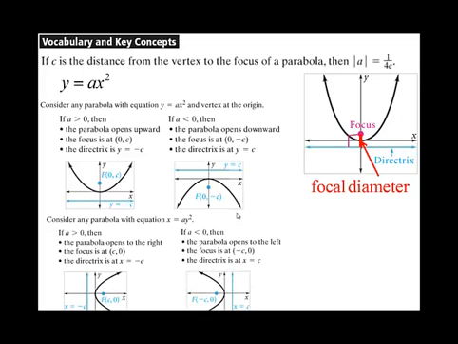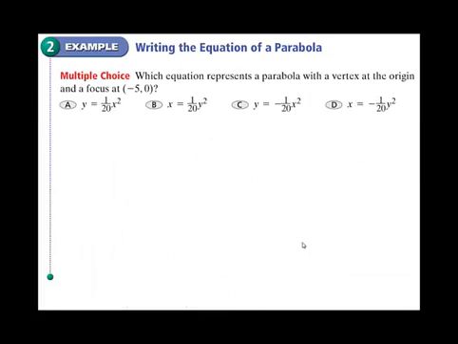Now if we have parabolas that are like that, it's the same type of thing. The only difference is that this directrix is a horizontal line, so it's a y equals equation. This is a y equals equation. This is a y equals equation. Down here, this is an x equals equation because it's vertical. All right, so let's try a couple.